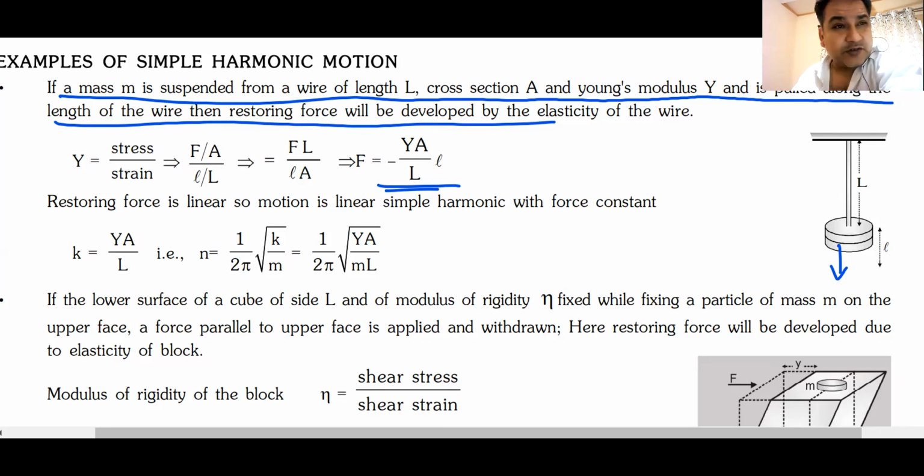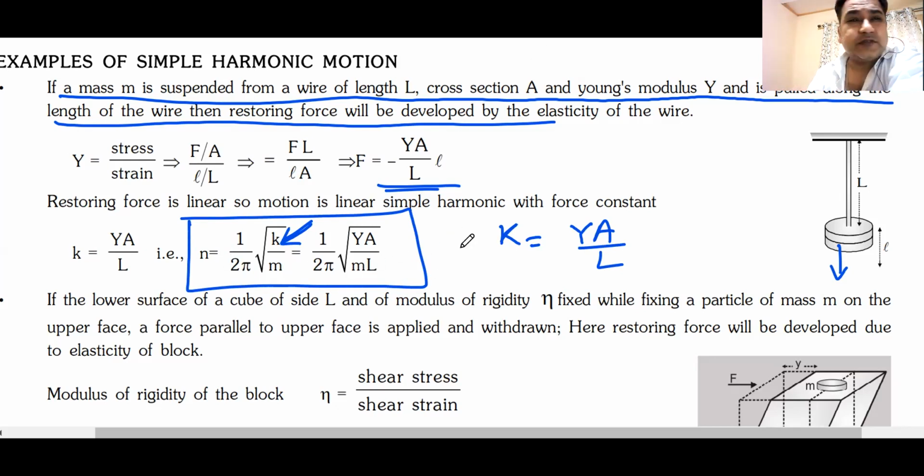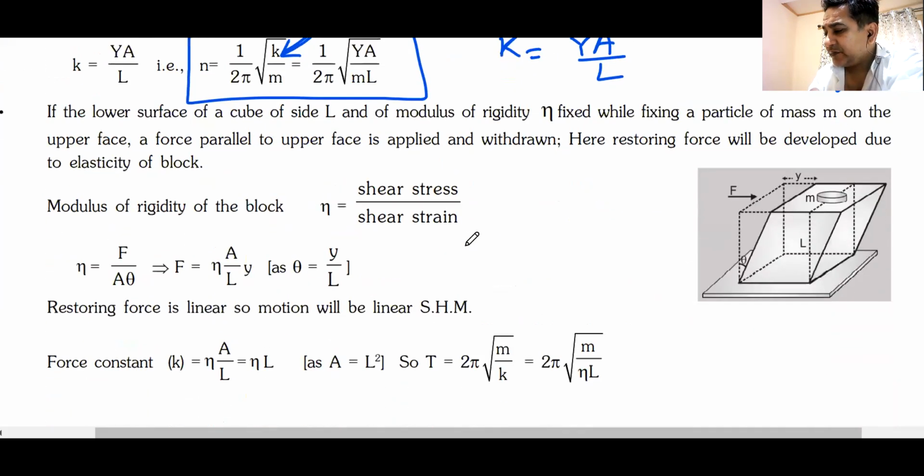What will be the frequency of this simple harmonic motion? You can find out the frequency from this. Basically, you have to find the spring constant K of this wire. And I hope you know the spring constant K of this wire from the chapter properties of matter. It will be equal to YA by L. Do we know this? So this frequency becomes 1 by 2 pi root over YA by ML.